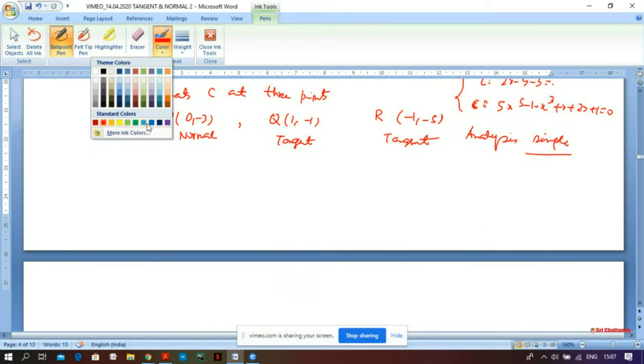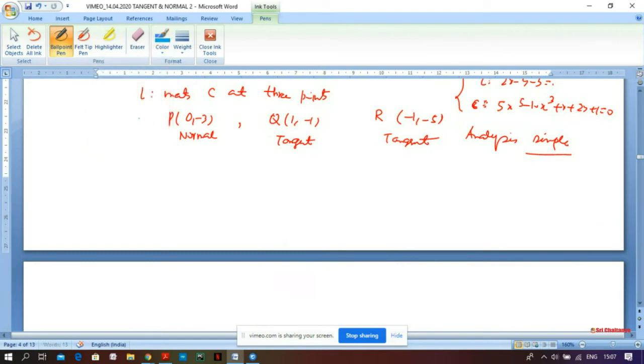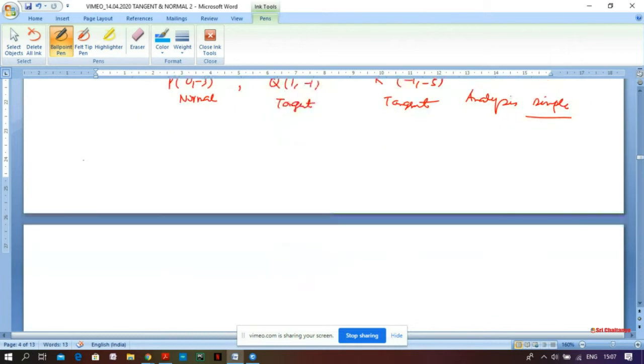So let me change the color and say something different. One example I will take, which will tell you about common tangents, which is also always a favorite of JEE paper setters, common tangents.